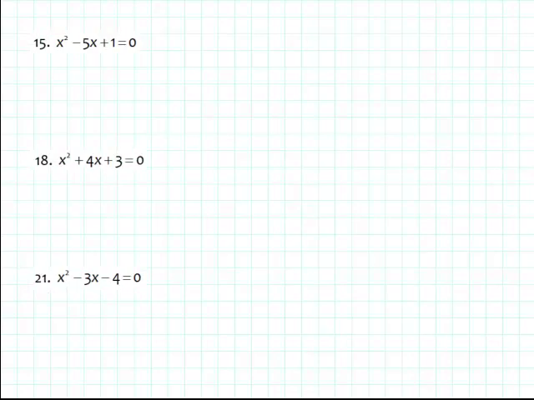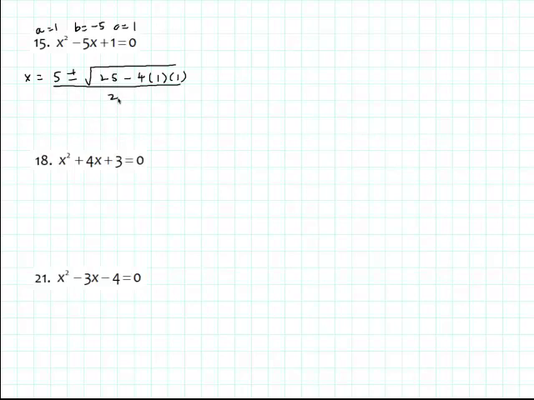A few more. Here our a is a 1, our b is this negative 5 in the middle, and the c is the 1 on the end. X is equal to a negative b, which will be a positive 5, plus minus the square root. Your b squared will be 25. Take away 4 times the 1 times the 1. The a and the c divided by 2 times the a, which is 2.